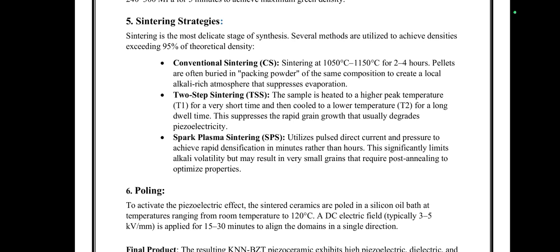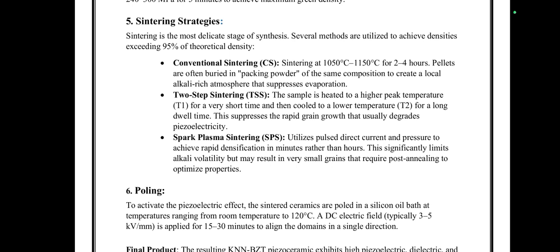In conventional sintering, sintering is done at 1050 degrees Celsius to 1150 degrees Celsius for 2 to 4 hours. Pellets are often buried in packing powder of the same composition to create a local alkali-rich atmosphere that suppresses evaporation. In two-step sintering, the sample is heated to a higher peak temperature T1 for a very short time and then cooled to a lower temperature for a long time. This suppresses the rapid grain growth that usually degrades piezoelectricity.